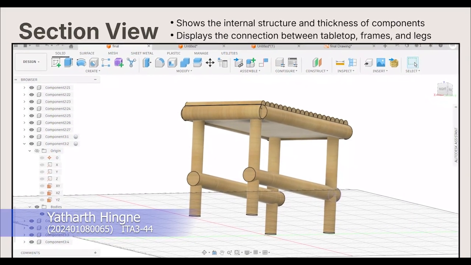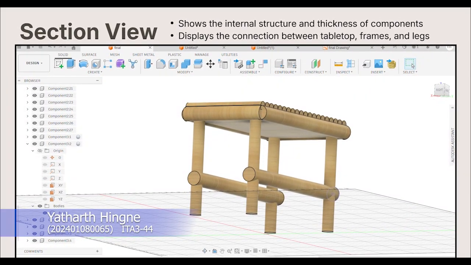In section view, the study table. In this view, the model is cut from one side to show the internal structure of the table. We can clearly see the thickness of the tabletop, which is 2.5 centimeter, along with the internal connections between the tabletop, legs and frames. It also shows how the load is transferred from the top surface of the leg through the frame structure. This view is very important because it helps us to understand the internal design, joint connection, and structural strength of the table.